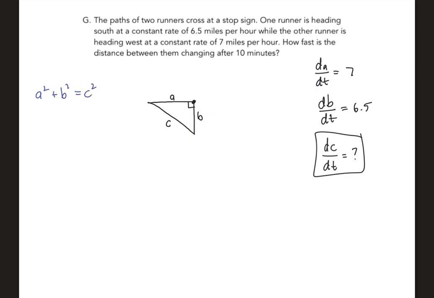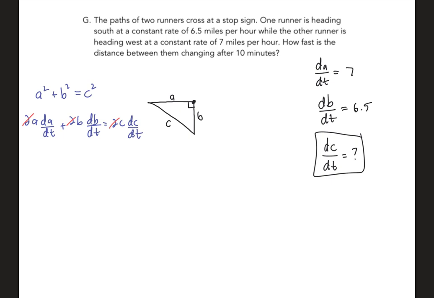We want dC/dt, so we'll take the derivative. So 2a dA/dt plus 2b dB/dt equals 2c dC/dt. Okay, I'm going to cancel out all those 2's, just divide both sides by 2. Now think about what we're given. We're given dA/dt and dB/dt, and we want dC/dt. So we have 3 other unknowns, which are all the sides of the triangle. So we need to find the sides of the triangle.